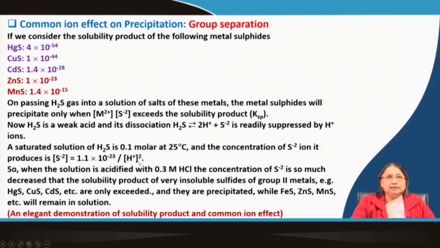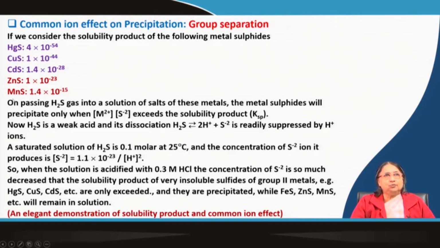Now, if we increase the H plus ion concentration, that means if we consider the acidic solution, then the sulphide ion concentration should be much less, and at that concentration only those metal sulphides which have a very low solubility product value will be precipitated. This will not be precipitated, but this will be precipitated. So, under acidic conditions, because the sulphide ion concentration is less, only this will be precipitated.